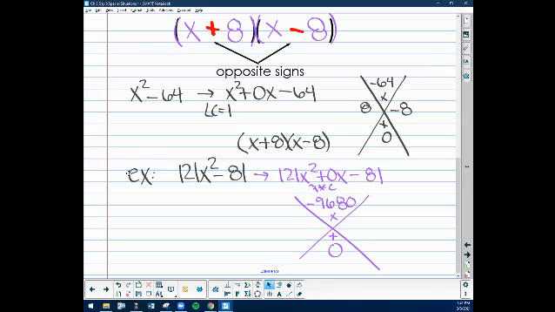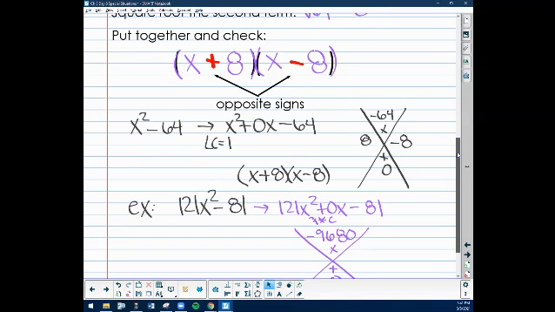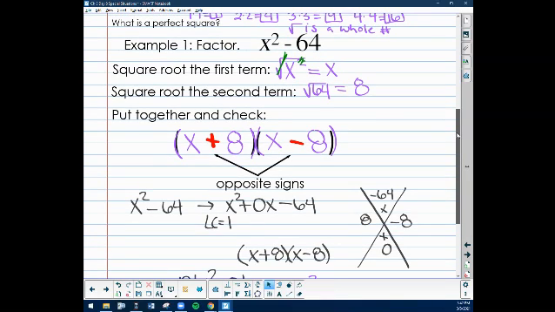Okay, but I wanted to show you why it works by doing something that we're used to doing. So we find the square root of the first term. We find the square root of the second term. Then we put it together. One has a positive, one has a negative.